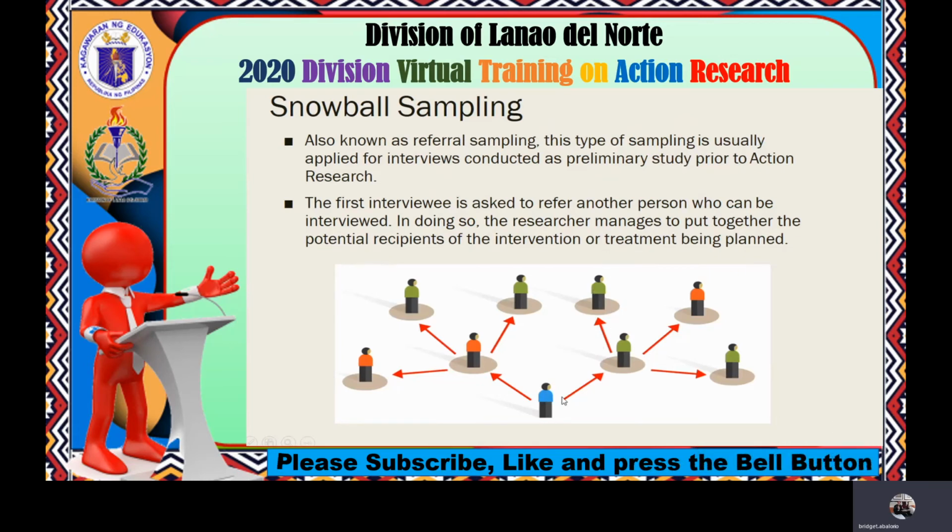So in that way, you can have a justifiable number of participants in your study, despite the difficulty of finding the samples.